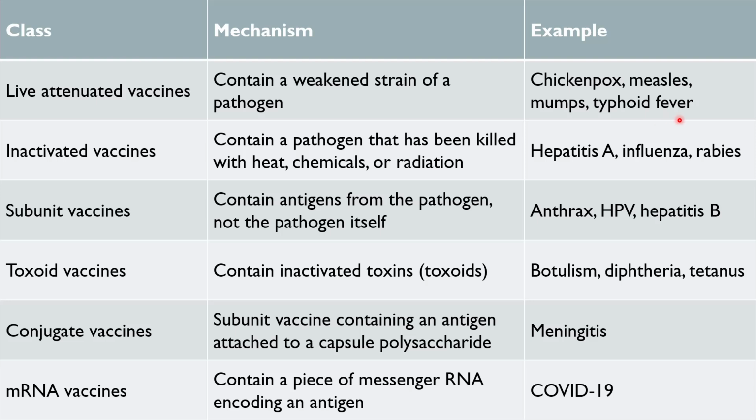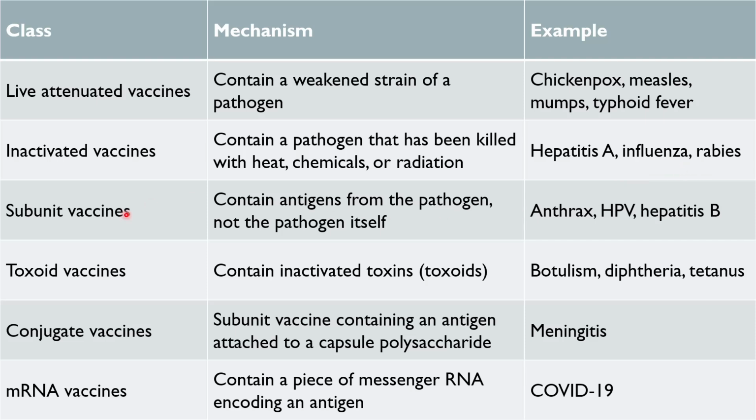Then there are inactivated vaccines. Inactivated vaccines also contain the whole pathogen, like live attenuated vaccines, but that pathogen has been completely killed with either heat, chemicals, or radiation. Examples of inactivated vaccines include the hepatitis A vaccine, the influenza vaccines, and rabies.